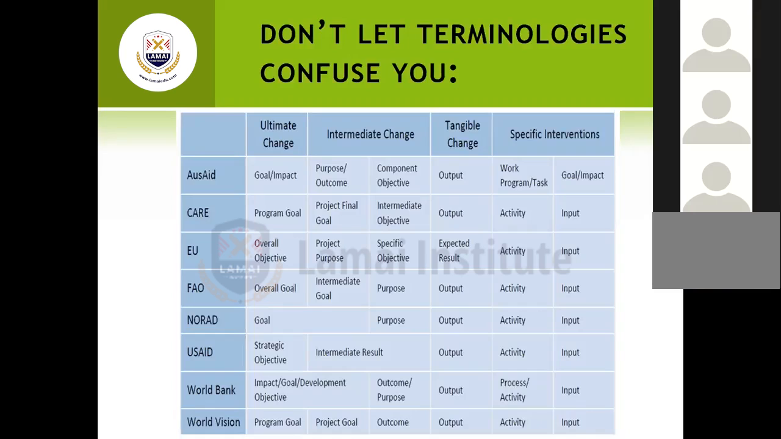You can see Australian Aid, CARE, European Union, Food and Agriculture Organization, NORAD, USAID, World Bank, World Vision. You can see for USAID, like I showed you earlier, they talk about strategic objectives, they talk about intermediate results, outputs, activities, inputs, as we mentioned earlier on. But different organizations will have different ways of expressing the logical framework components.